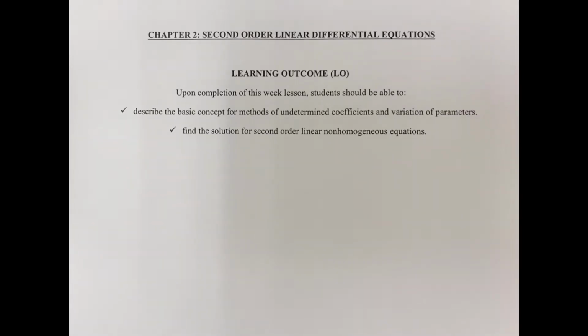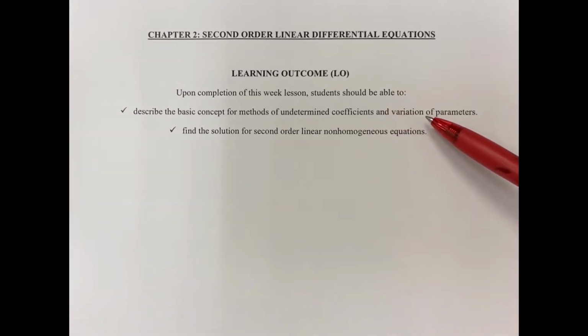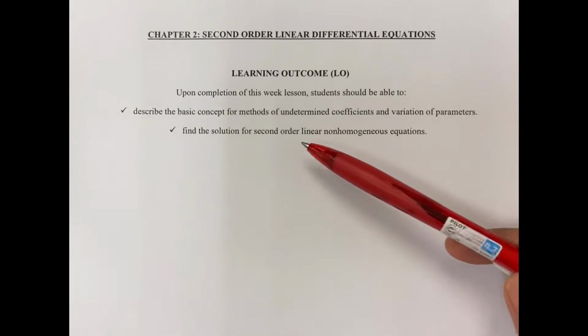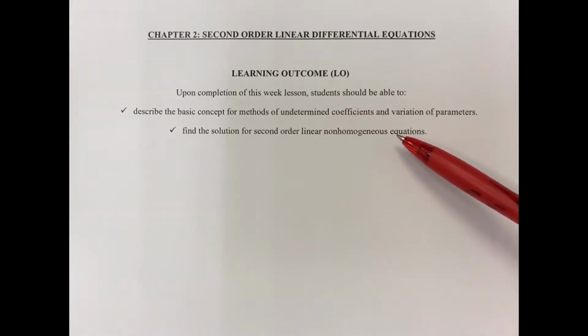This is the second video for chapter 2 on second order linear differential equations. In this video, I will be explaining how to solve the non-homogeneous equations, and the two LOs involved in this lecture video are: first, to describe the basic concept for methods of undetermined coefficients and variations of parameters. And second, to find the solution for second order linear non-homogeneous equations.